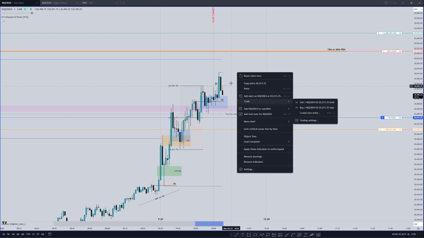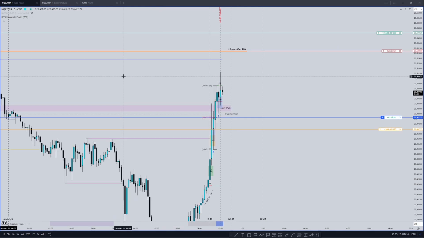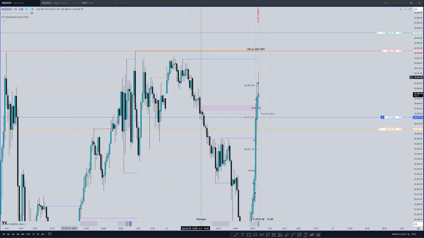Now, I'm tempted if we take out this high. I'm trying to see if you go back to the 5-minute chart. There's not a whole lot of inefficiencies in there. 15-minute, nothing in there, really.